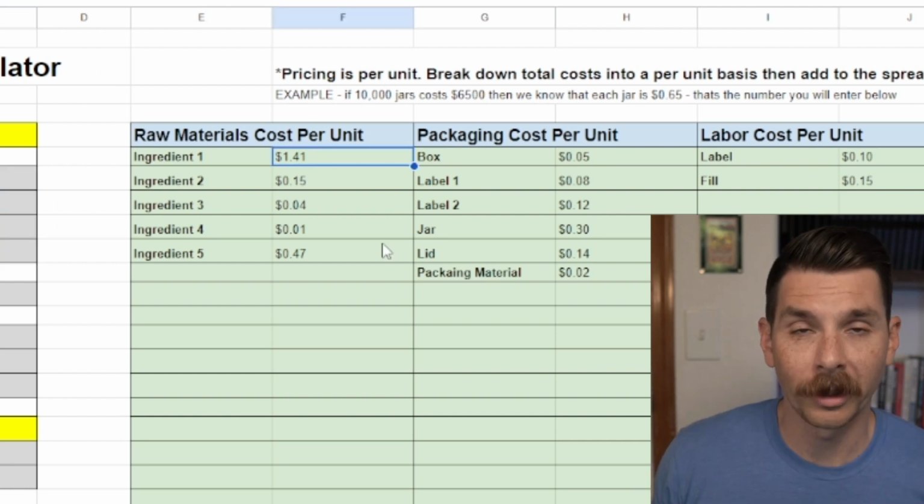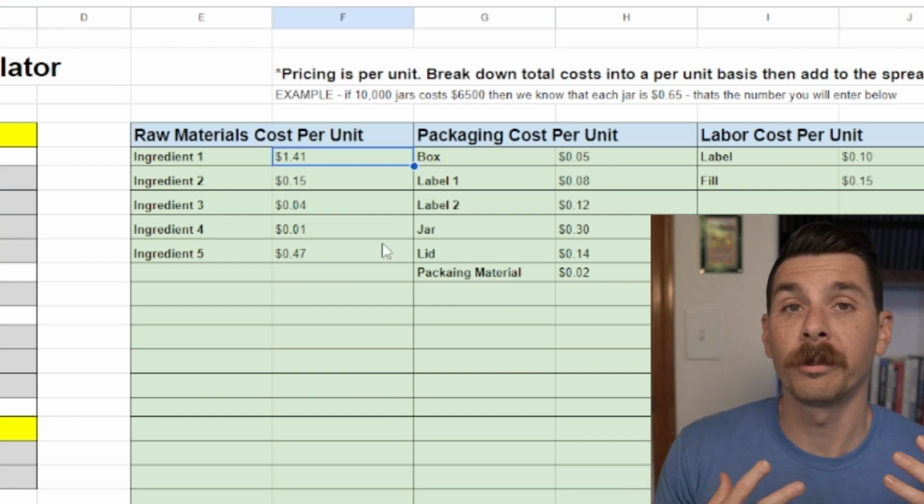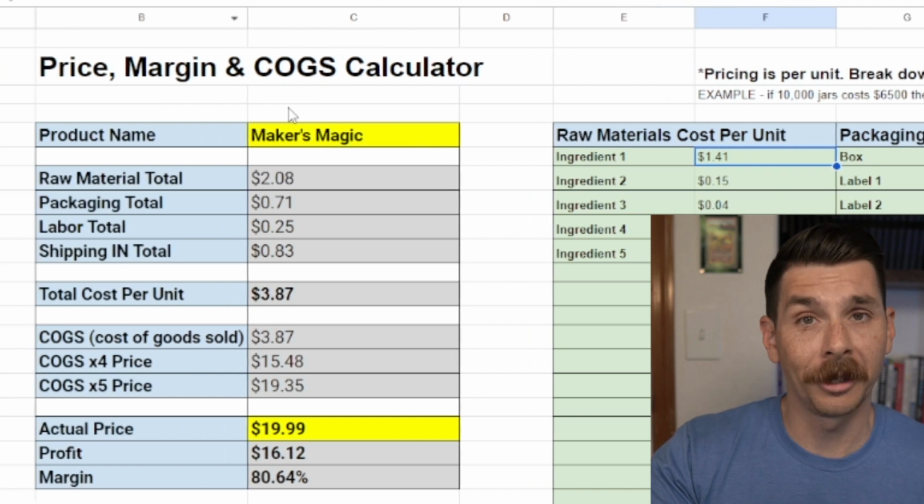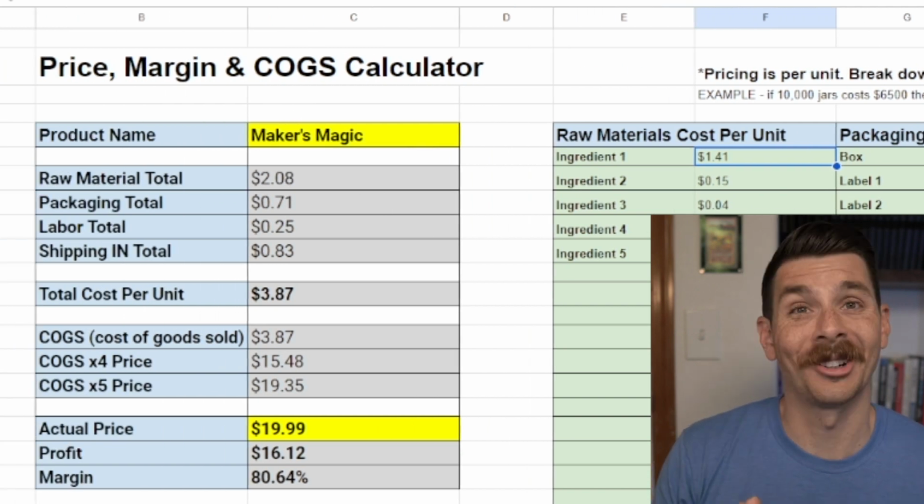This is an example that I've put together of a real product that we've priced in our business. The product name is Maker's Magic. Feel free to look it up. It's an awesome product. Now, there's a few things that go into Maker's Magic. Maker's Magic is a craft glue, sealer, and decoupage medium that works on a wide array of craft projects.